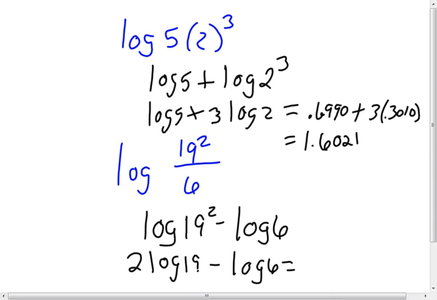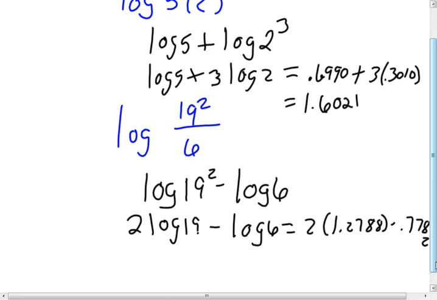So we evaluate that using the calculator, so that would be 2 times log of 19, which is 1.2788, minus log of 6, 0.7782, and I'm running out of room here. The answer would be 1.7794. So that is how you evaluate common logarithms.